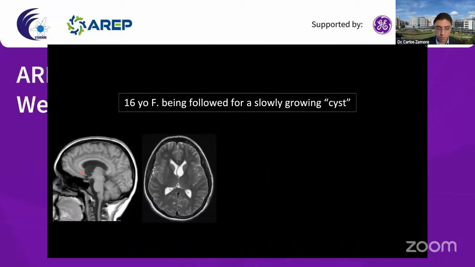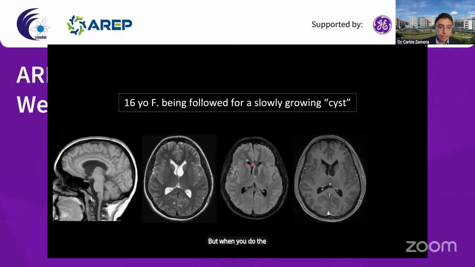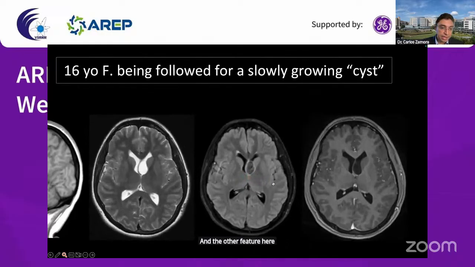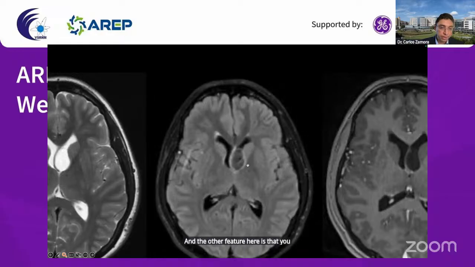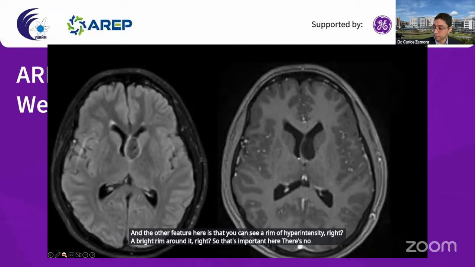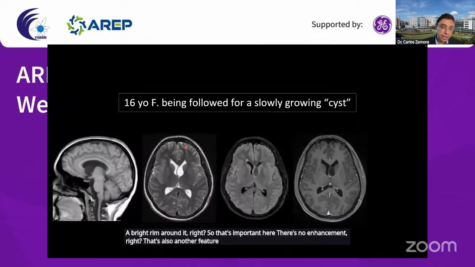But when you do the FLAIR, it doesn't suppress, right? So it's not a simple cyst. On the FLAIR, it looks heterogeneous, right? And the other feature here is that you can see a rim of hyperintensity, right? A bright rim around it, right? So that's important here. There's no enhancement, right? That's also another feature.